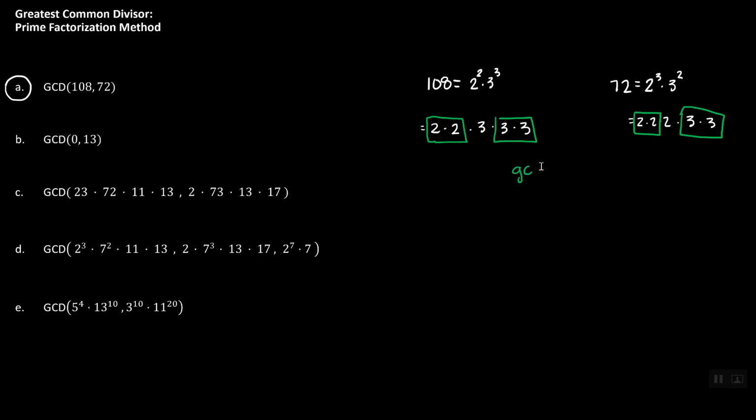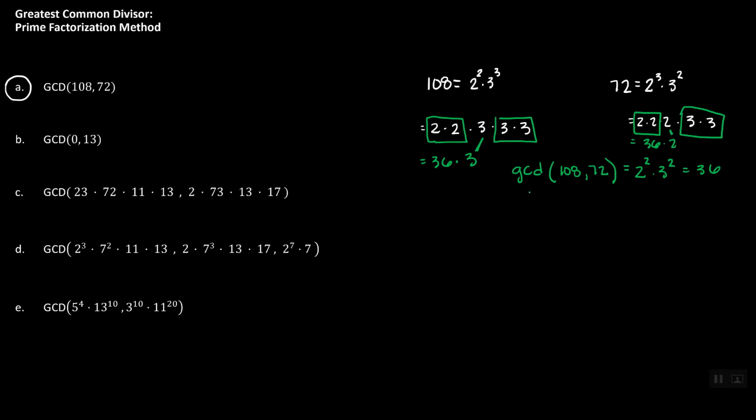So our GCD for 108 and 72, it's going to look like what I have in boxes. So 2 squared times 3 squared. And if we multiply that out, we get 36. And what's pretty neat is that we can rewrite 108 as 36 times 3, the factor that we left over. And 72, we can write that as 36 times 2, the factor that we had left over.